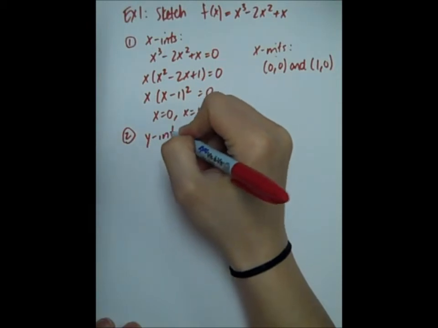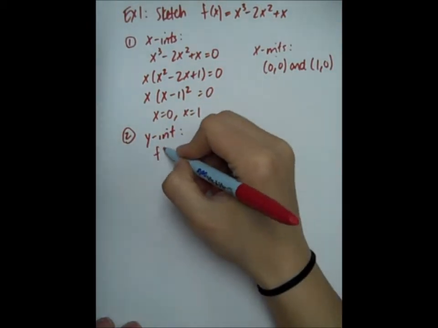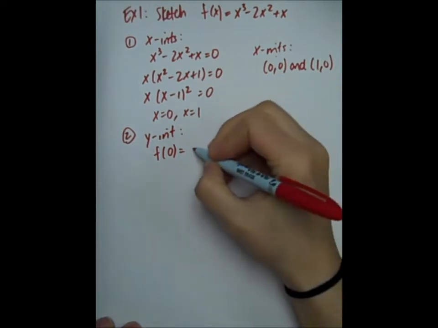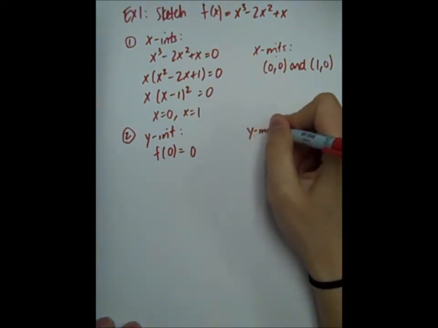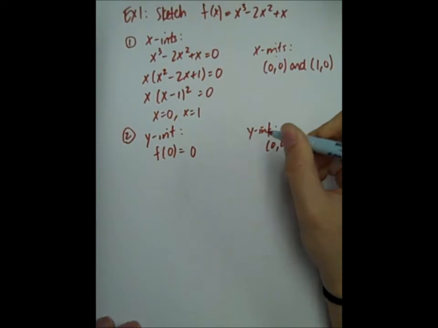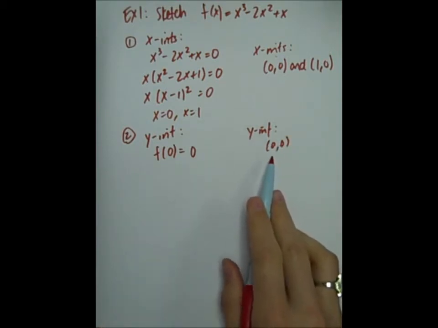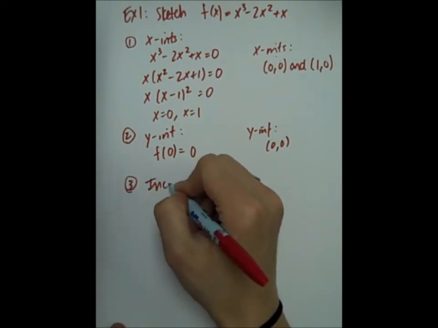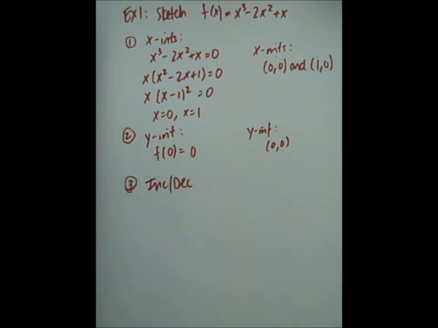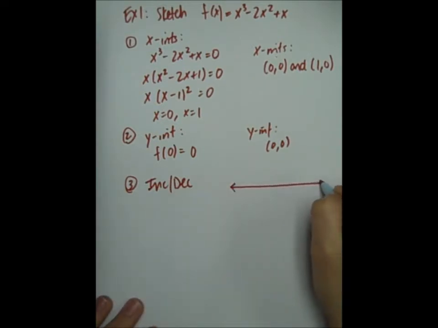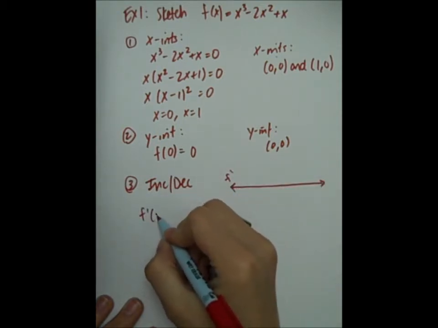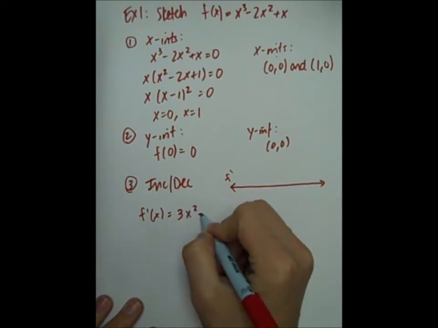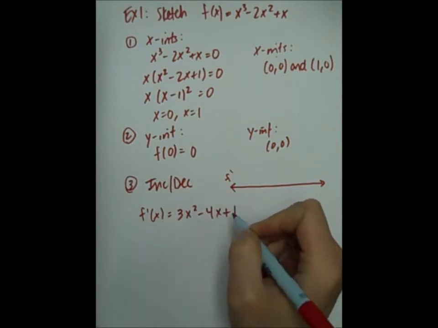Next, my y-intercept. This one is a lot easier to find. All I do is plug in 0. So if I plug in 0, I get 0. So my only y-intercept is going to be 0, 0. The x value is always 0 for your y-intercept. Third thing I'm going to find, increasing, decreasing. To find increasing, decreasing, remember this is our number line for f prime. So let's take the derivative. I'll get 3x squared minus 4x plus 1.